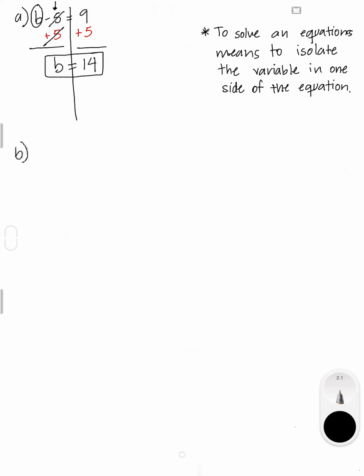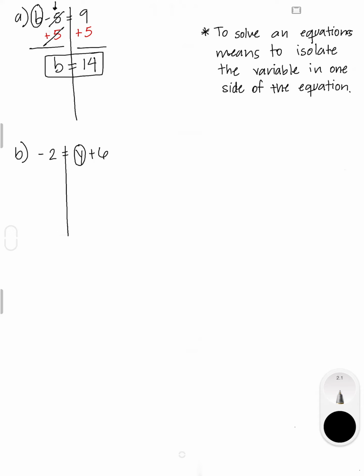Now let's go ahead and try the next problem. This is -2 equals y plus 6. And again, I'm going to start by separating both sides of the equation with a line that goes through the equal sign, and then identifying where my variable is. So here my variable is y, and it's on the right side.